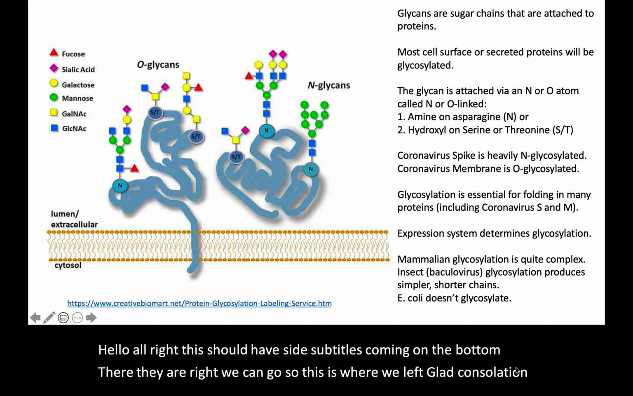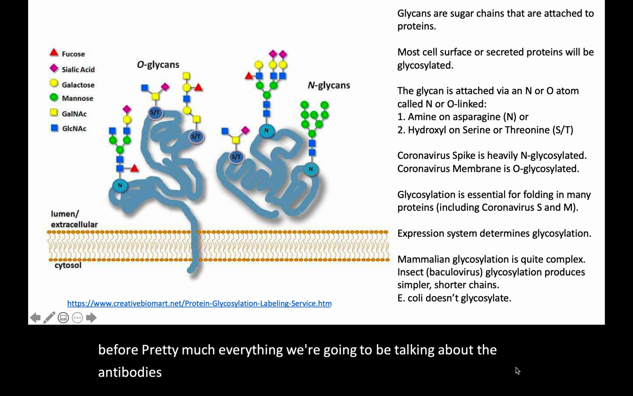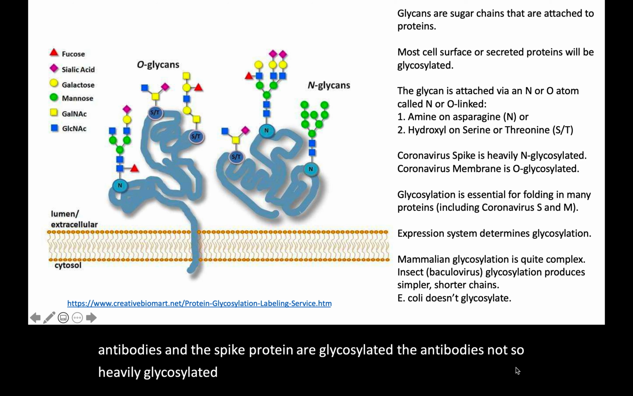So this is where we left glycosylation before. Pretty much everything we're going to be talking about, the antibodies and the spike protein, are glycosylated. The antibodies not so heavily glycosylated. The spike protein's very heavily glycosylated.